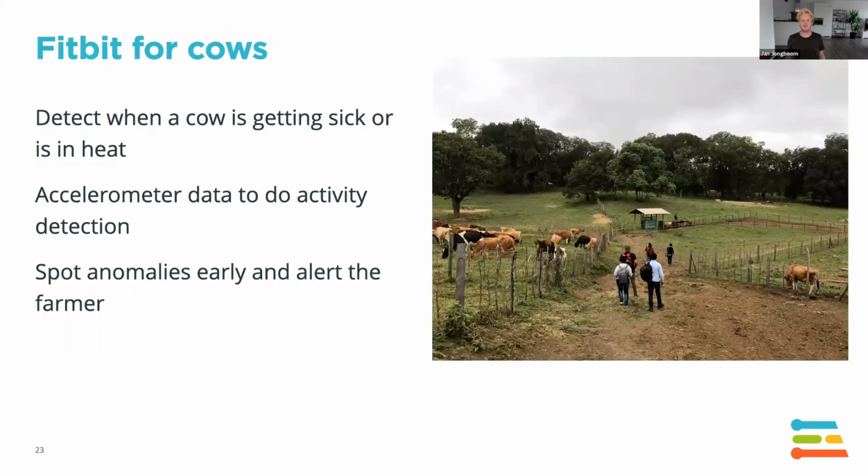So it has an accelerometer. It has a collar around the neck. A couple slides back, there's actually a photo of it. And they can train that on an activity detection model, very similar to what you would do on a Fitbit or an Oura Ring or your Apple Watch, right? It knows when you're running or when you're taking a brisk walk outside. Now we can actually train that on, now we knew that this cow was in heat at that point. We knew that the cow was sick, and we can actually start predicting that a couple of days beforehand and spot those anomalies earlier and actually alert the farmer.